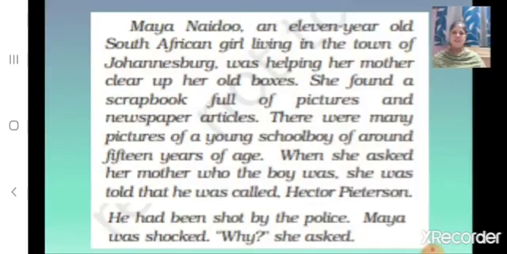Now children, here we can see an example. A girl named Maya Naidu. She was an 11-year-old South African girl living in the town of Johannesburg. One day she was helping her mother clear up old boxes, and she found a scrapbook full of pictures and newspaper articles. There were many pictures of a young schoolboy of around 15 years of age. On seeing that scrapbook, she asked her mother who the boy was. She was told that he was called Hector Peterson.